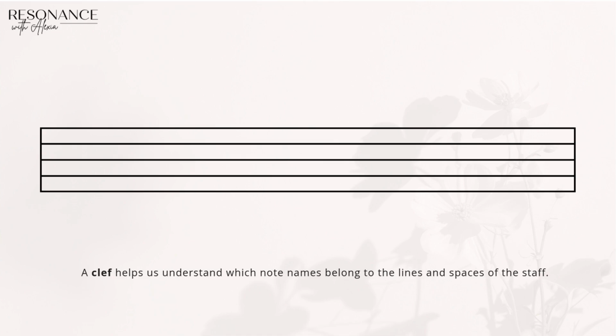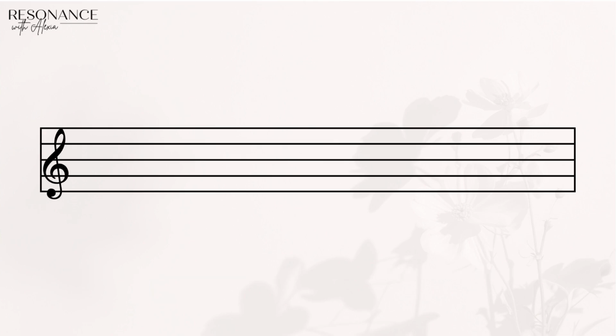The clef that you need to use depends entirely on the range of your instrument or voice. The goal is to place the notes on the staff so they are easy to read without needing too many extra lines above or below the staff. Using the treble clef as an example, we can now name all of the lines and spaces. Starting from line 1, going ascending, we have E, F, G, A, B, C, D, E, and F.